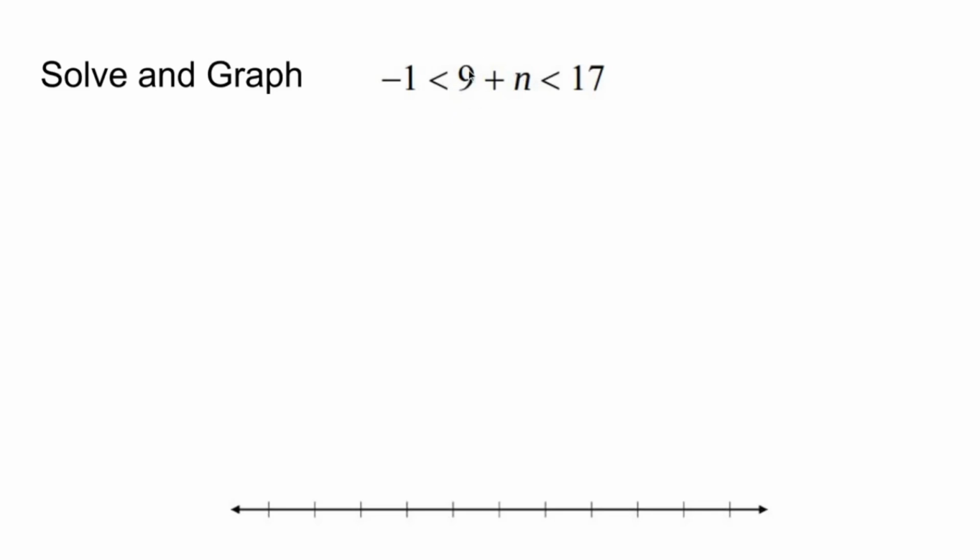9 is tagging along when it shouldn't be. So we have to get rid of 9. How do you get rid of a positive 9 that's just floating around? Well, you subtract 9. And if you subtract 9, you subtract it from not both sides, but all three sides. What that does is the middle now becomes positive n, which is just n, and now n is all by itself alone in the middle.